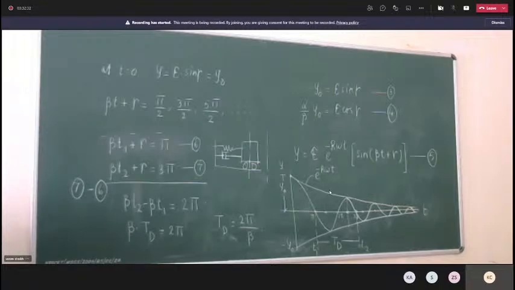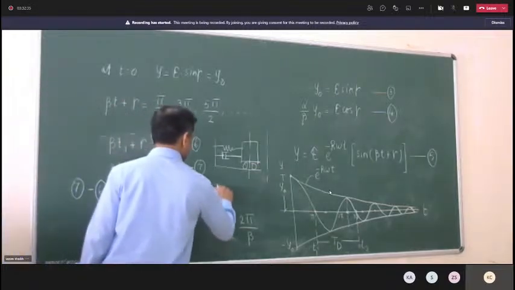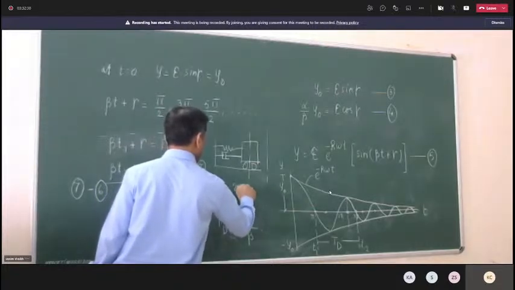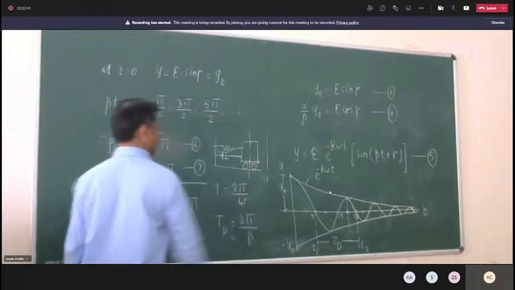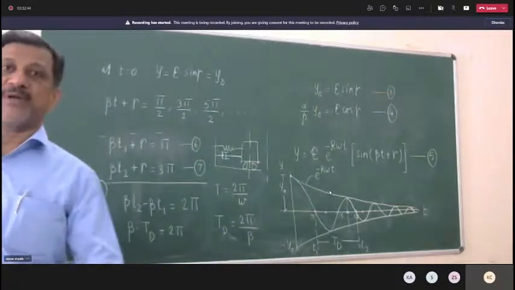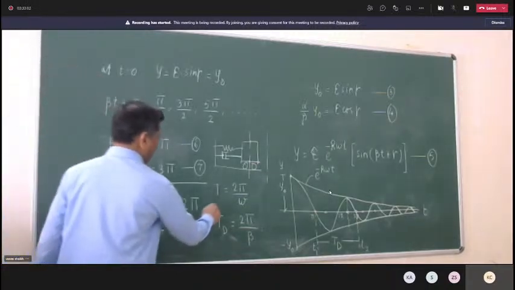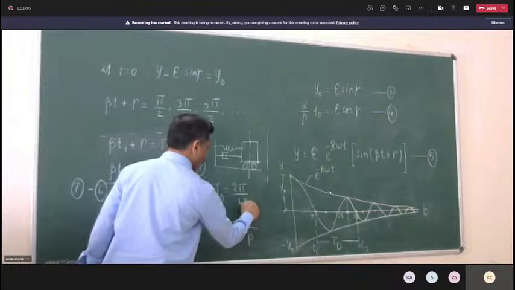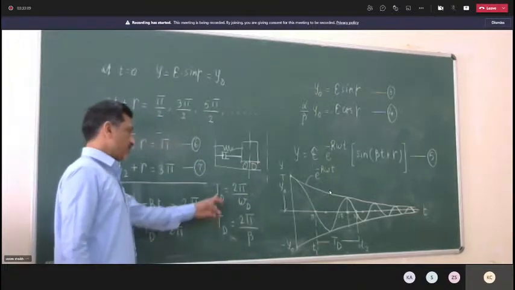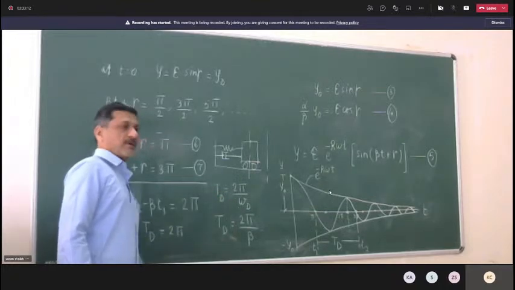Right. Now comparing this equation with the equation T is equal to 2 pi upon omega. What is the conclusion? Omega is equal to beta. And as it is T damped, I call it omega damped. Like this equation, if I want to compare with T damped, it will be omega damped.